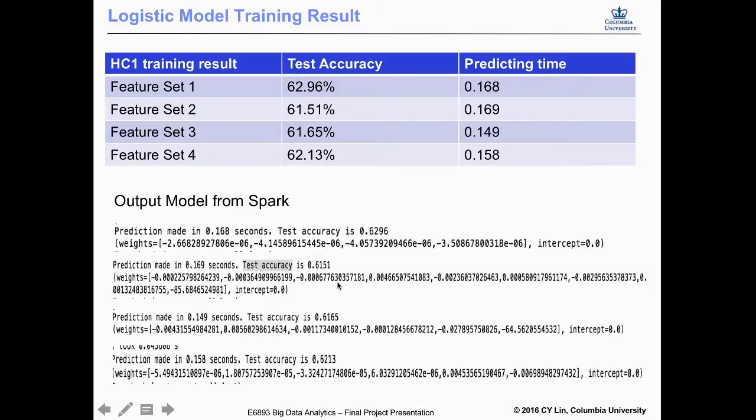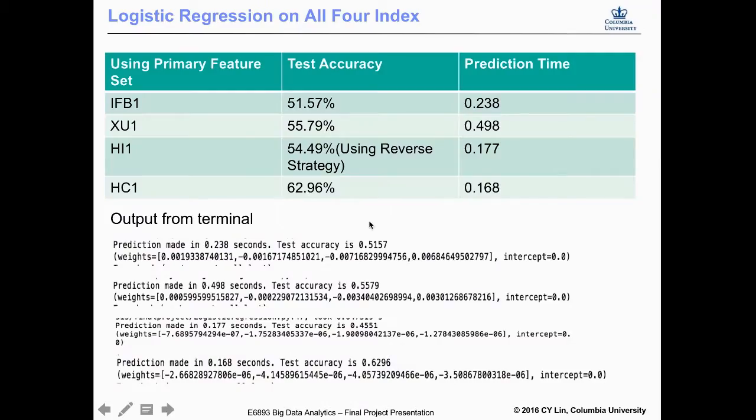And the picture below is the output model from Spark. From the terminal, we can see that the prediction is made in 0.168 seconds, and below we can see the actual model, which gives the coefficient for each of the independent variables.